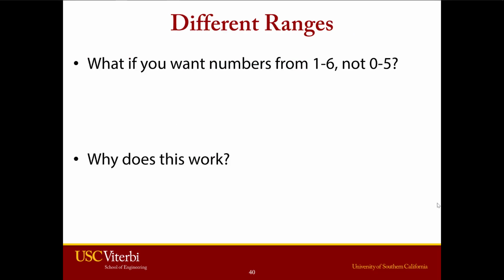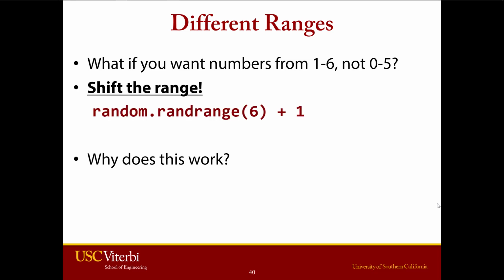Now, what if you want to generate the numbers 1 to 6 and not 0 to 5? What would you do? Well, what you could do is you could simply shift the range. So you say random.randrange of 6, you add 1 to it. Now, why does this work? Think about that for just a second.